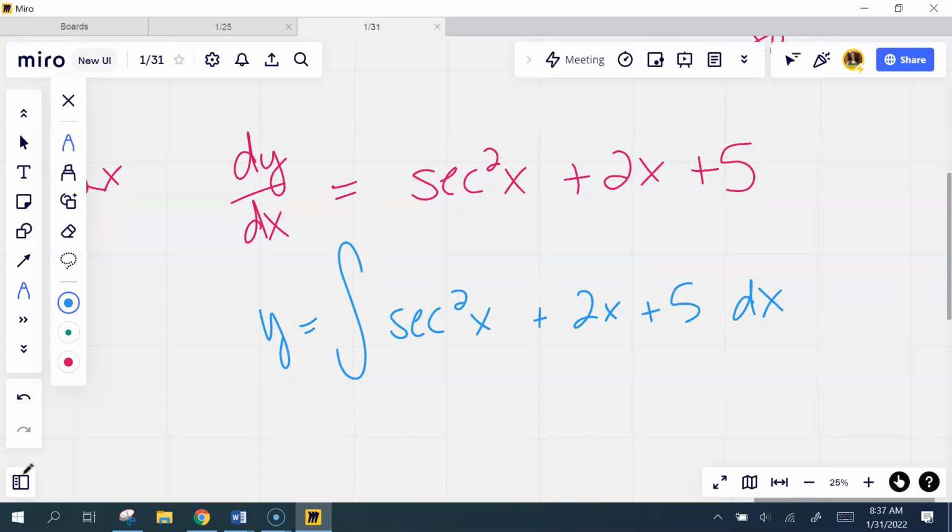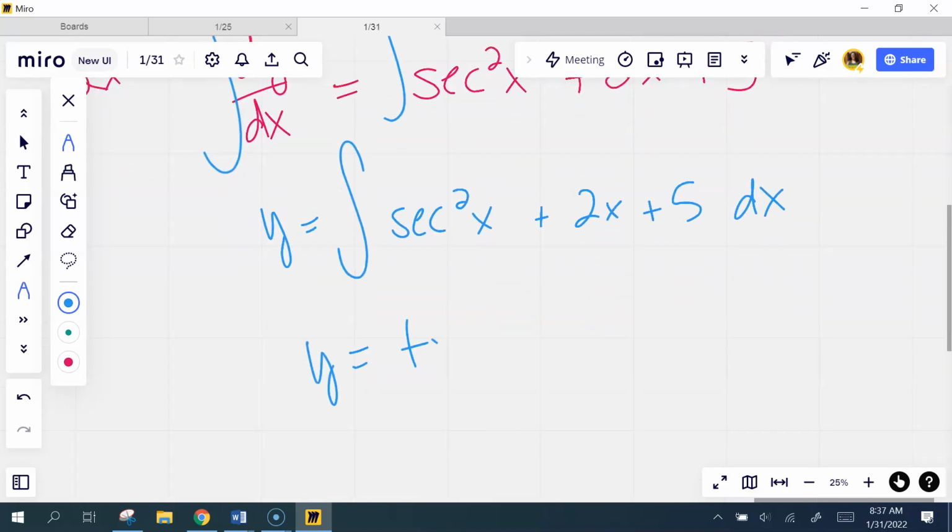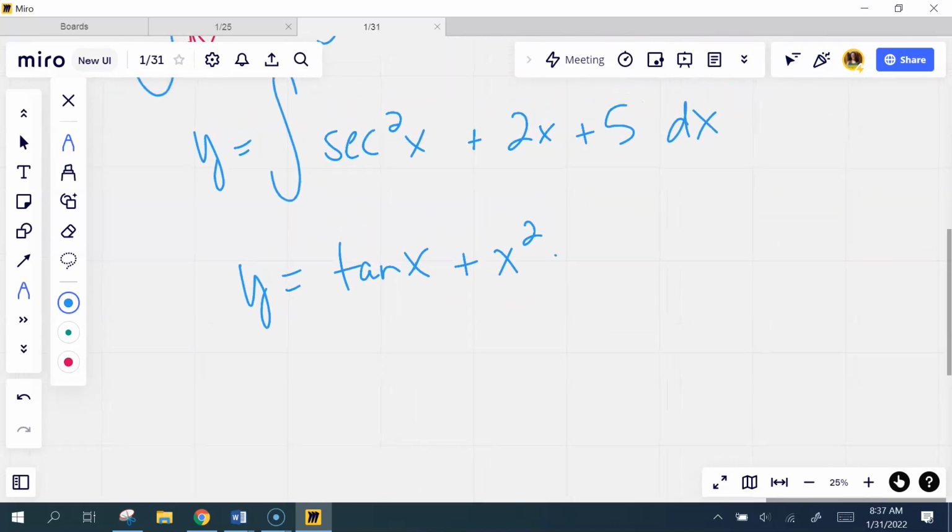Because this is the derivative, I'm essentially doing this to find it. So I have to think in terms of antiderivatives here. What is the antiderivative of secant squared? Tangent x. Using those integral properties, let me split this up. Plus, what's the antiderivative of 2x? x squared. Antiderivative of 5? 5x. Am I done? Plus c. I've got to include that plus c.